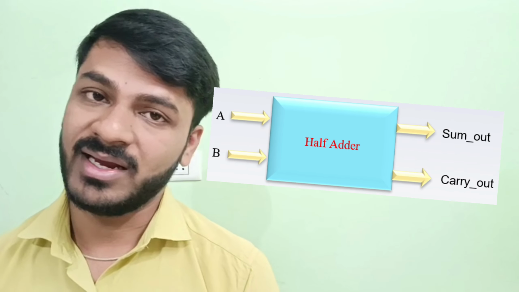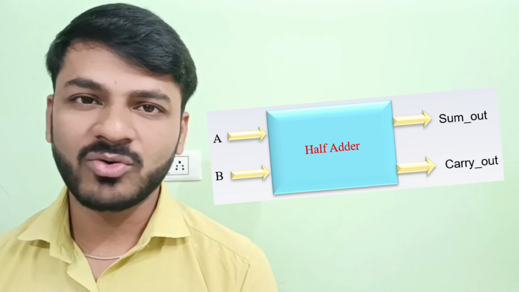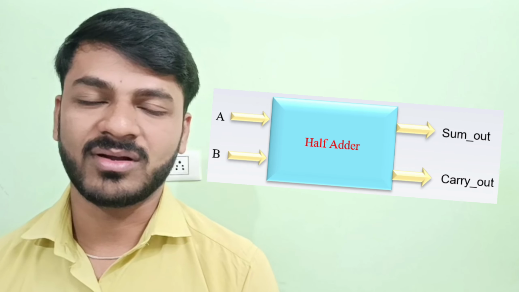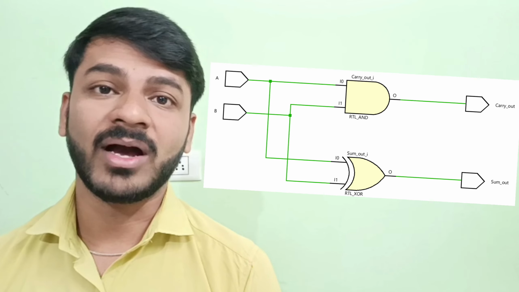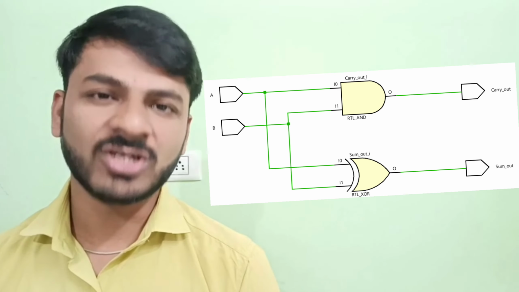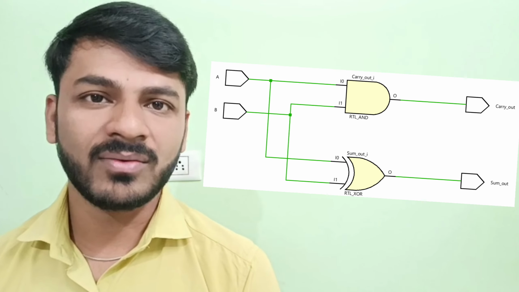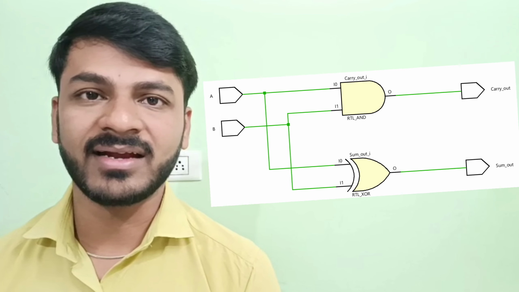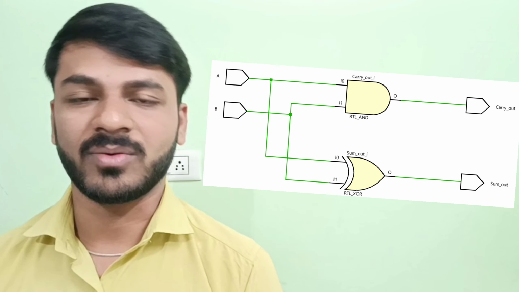If I talk about a half adder, it has two inputs, A and B, and two outputs, that is sum out and carry out. And we know very well that sum out is always computed by using an XOR gate and stores the result of addition, and carry out is always computed by using an AND gate and stores the result of carry out.